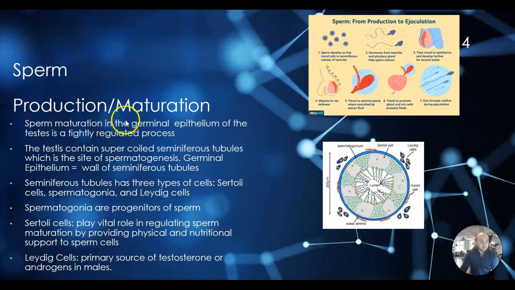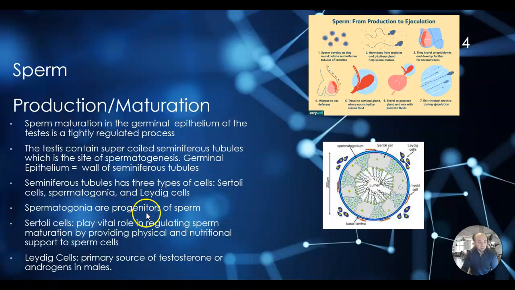So you have sperm production and maturation. Sperm maturation in the germinal epithelium of the testes is a tightly regulated process. The testes contain supercoiled seminiferous tubules, which is the site of spermatogenesis. The germinal epithelium is the same as the wall of the seminiferous tubules. The seminiferous tubules have three types of cells. You have your Sertoli cells, spermatogonia, and then your Leydig cells.